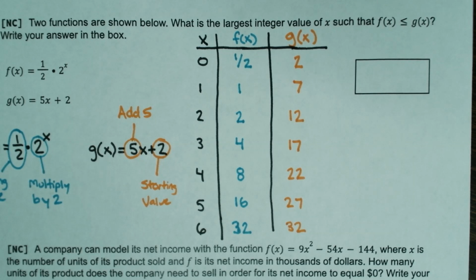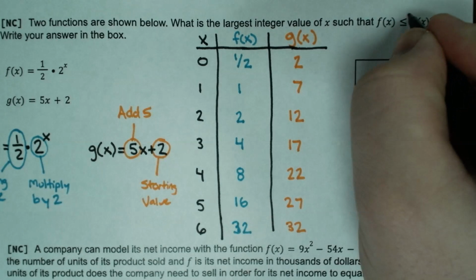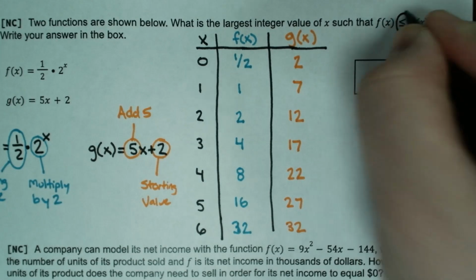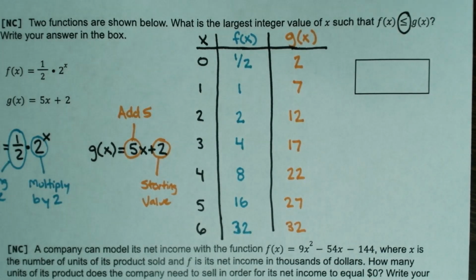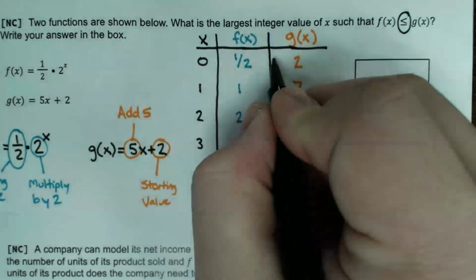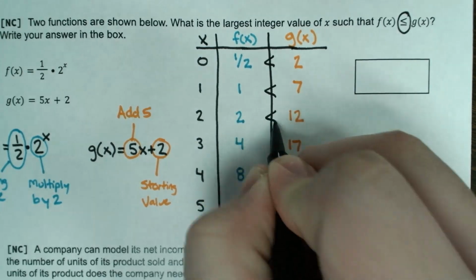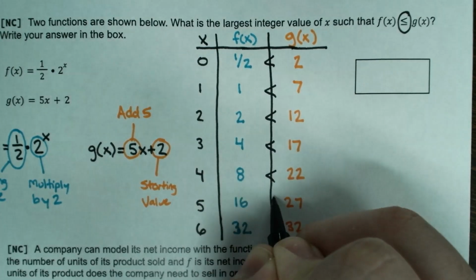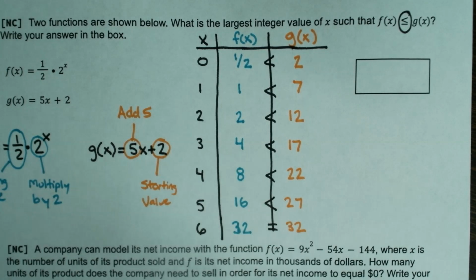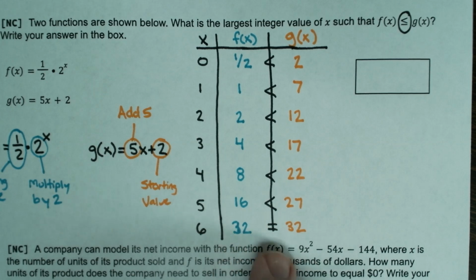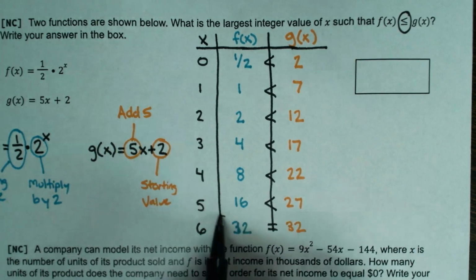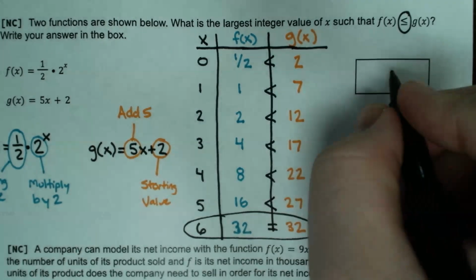So the answer is 6. The reason the answer is 6, this is saying what value of x was the largest value of x where the f output is less than or equal to the g output. All of these are less than, up until this last one where they're equal to. If I had gone to 7, I would have 64 here, and I would have 37 here. 64 is now greater than 37. So 6 is the last value of x.